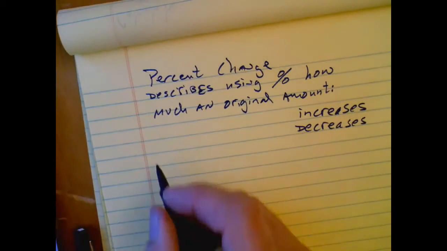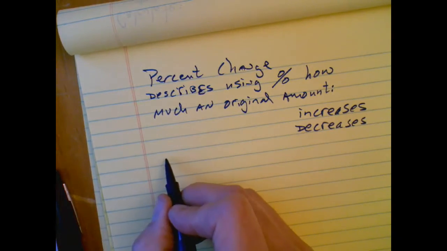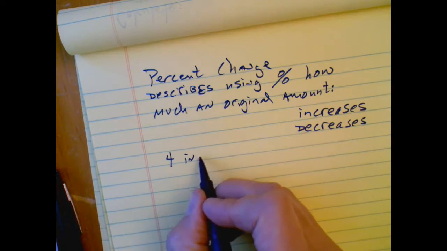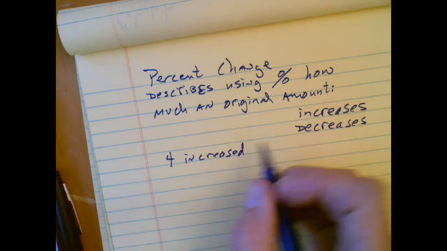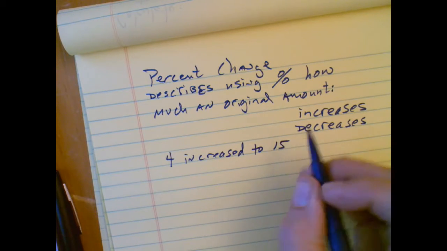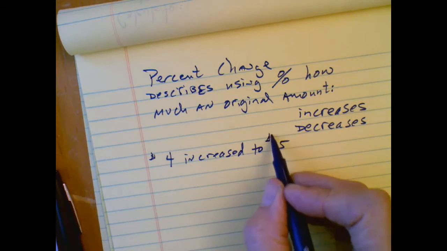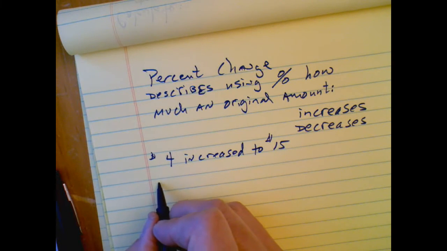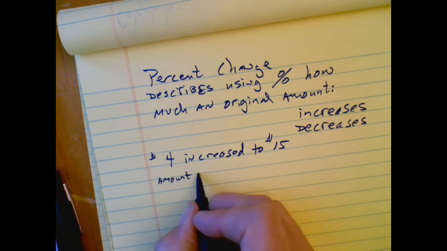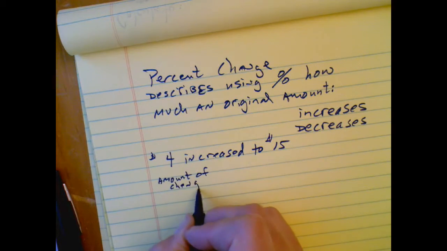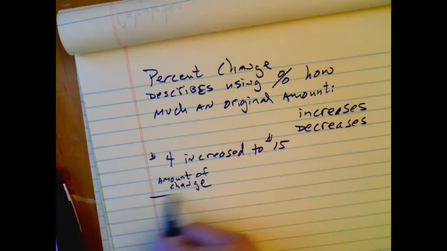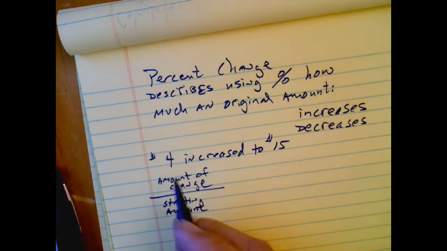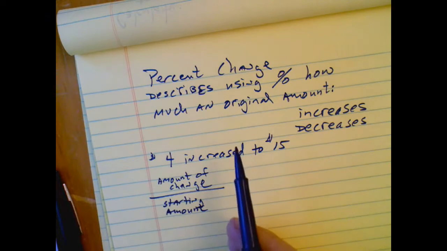For example, if I had a $4 item and it increased to $15, say it's the price of a stock, I could ask, how much did the stock increase? Well, the formula that we used was the amount of change divided by the starting amount. So it's all relative to where we started. In this case, we're starting at 4 and going to 15.